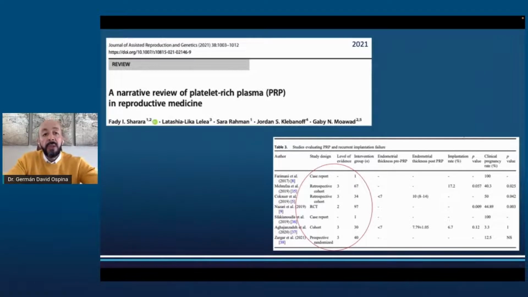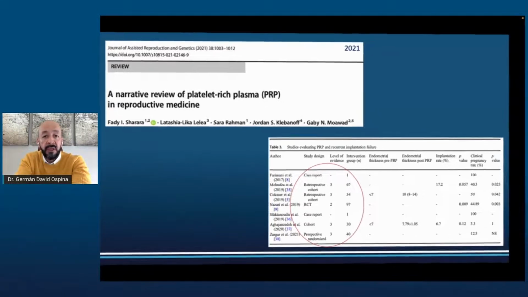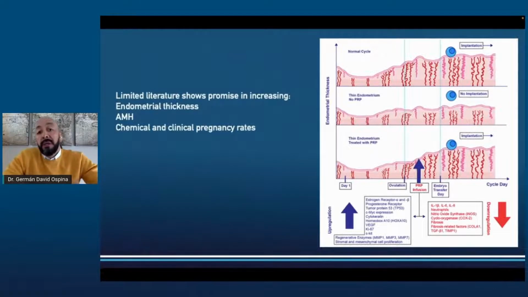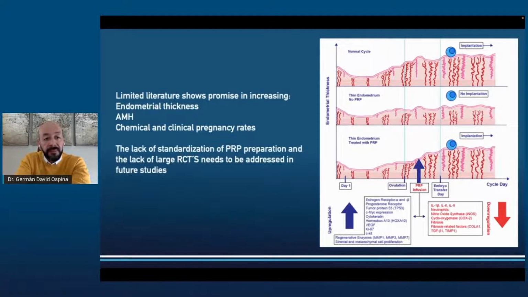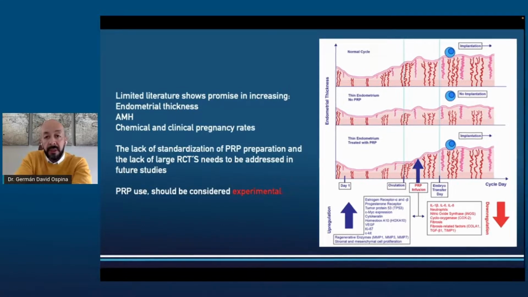Okay, in 2021, Dr. Sharada made this publication, and he gave us the summary of the studies using PRP in cases of thin endometrium. And if you see here, we have only one RCT, and the other studies were retrospective cohorts or case reports. Then only with this slide, you can conclude that the evidence is not very strong at this point. Okay, the limited literature shows a promising increase, it seems, in the endometrial thickness and levels of AMH and the chemical and clinical pregnancy rates. The lack of standardization in the preparation method and the lack of RCTs needs to be addressed in future studies, definitely. But until now, the results seem to be promising, and anyway, you can use the PRP, but it should be considered until now as an experimental intervention.